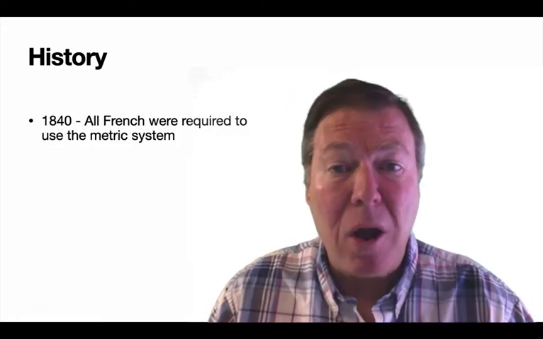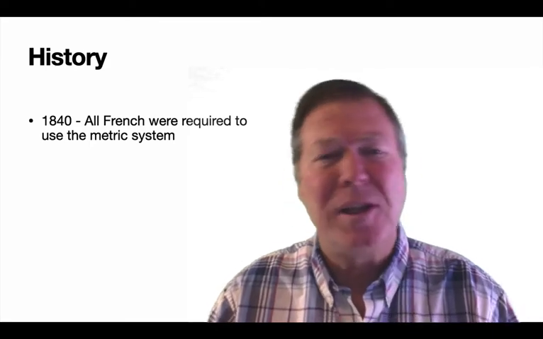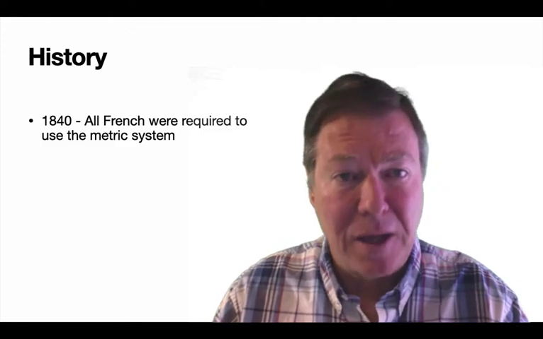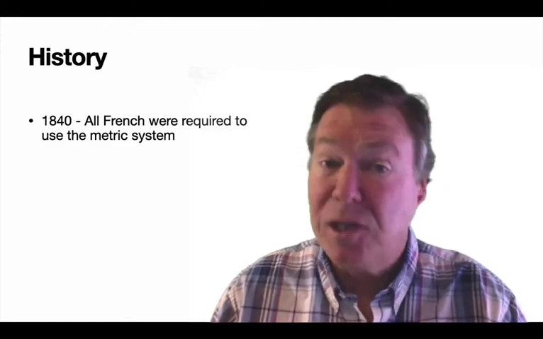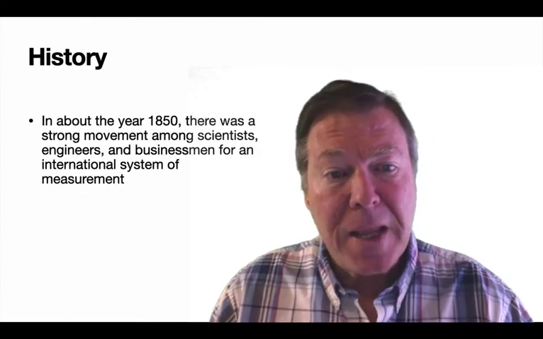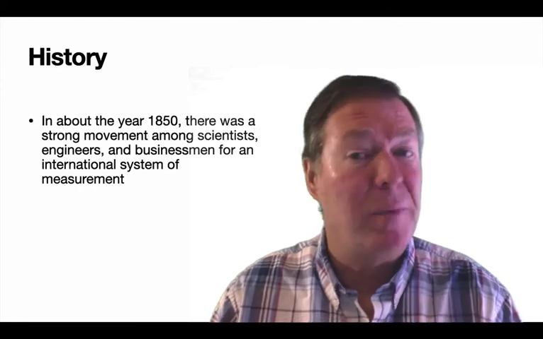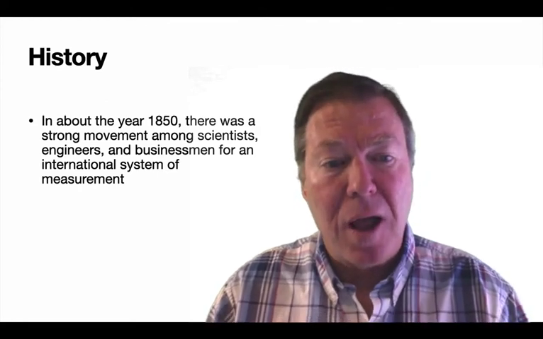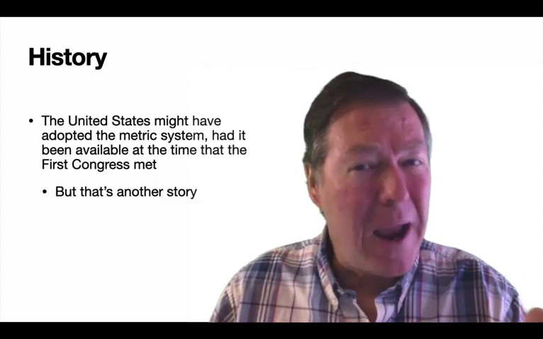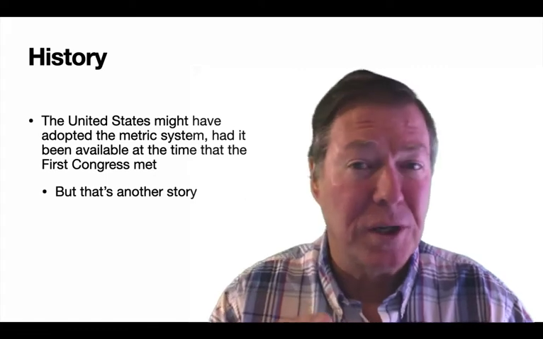In 1840, all of the French were required by law to use the metric system. And at that point, some of Europe kind of started drifting away from it, but they came back because they realized that it's a simpler system and it was something that everyone could use. All right. 1850, there was a real strong push among scientists, engineers, and businessmen to adopt an international system. The United States might have adopted it at that time. Again, if you think about 1850, that was right before our Civil War.